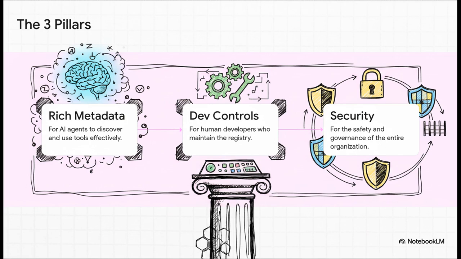So, what does that control plane actually look like? Well, it's really built on three essential pillars: incredibly rich metadata for the AI itself, robust controls for the developers who have to maintain it, and of course, strong security guardrails for the entire organization.